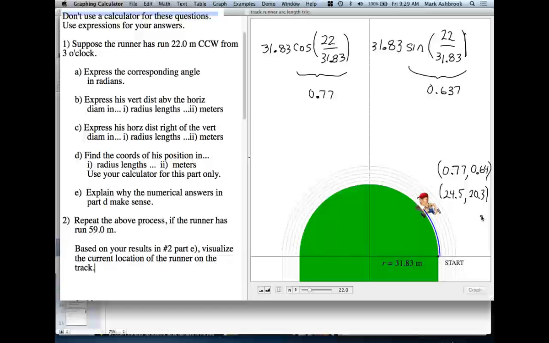Does this make sense? Anybody have a question? Okay, so if you haven't yet, let's repeat it for 59 meters. Instead of showing the picture, let's do the math for 59 meters, and then guess where he would be on the track. Based on the results you get from the math, guess where he would be, and then after you're done, I'll show you. So work it out for 59 meters now. He's run 59 meters. Same process.